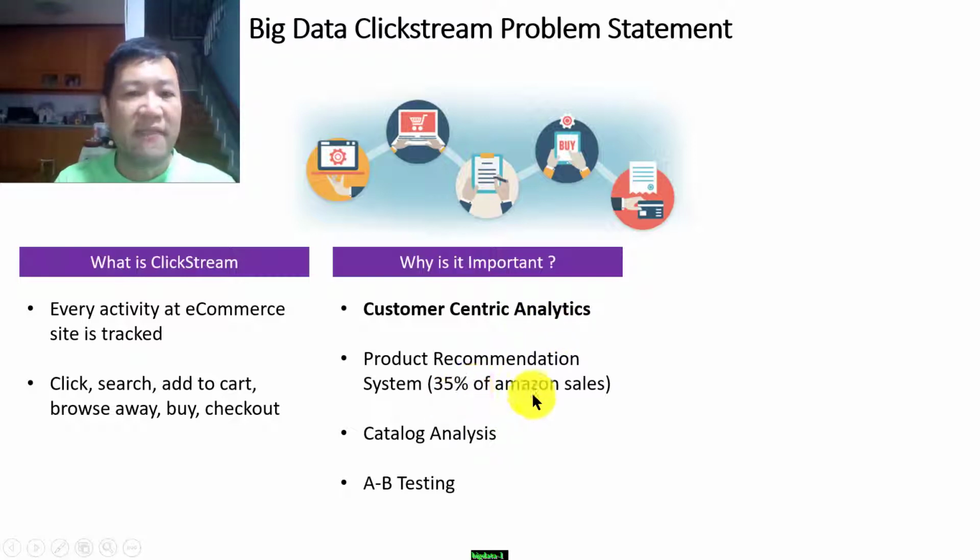Do you know that 35% of Amazon sales are contributed by their recommendation systems? That's exactly what Clickstream data can provide: a customized, tailor-made shopping experience that hooks you to come back again.